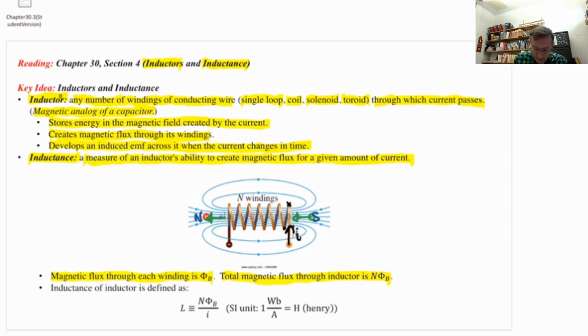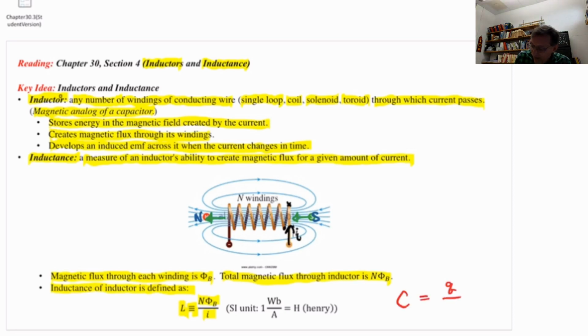Now we're ready to define the inductance of the inductor. Okay? The symbol for this property, inductance, is capital L. It's defined to be the total magnetic flux that I get, N times phi sub B, divided by the current I put in. Total flux per unit current. Compare that in the electric analog with the capacitor and its capacitance, C.